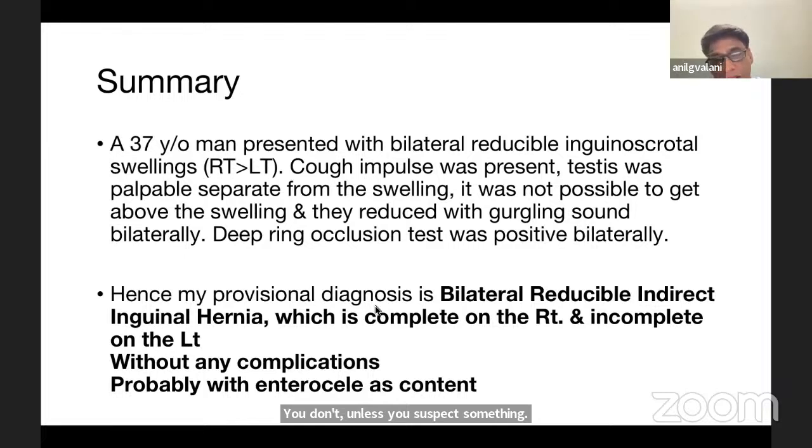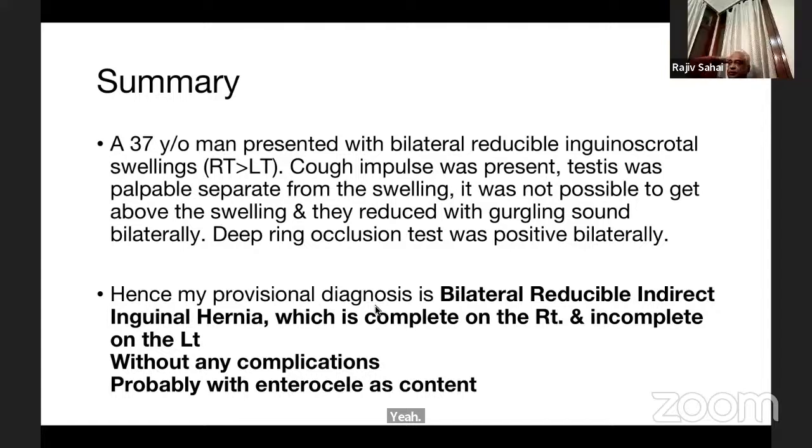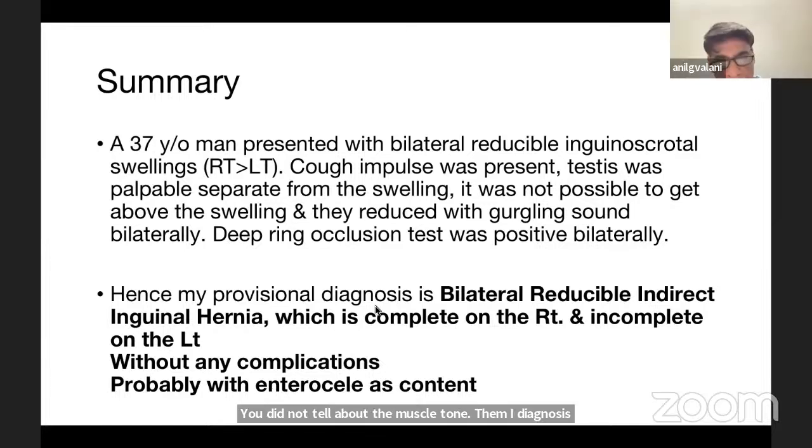Oh, one thing. Oh, straight away. One thing. I'll interrupt you. Sorry, sir. One second. You did not write about the muscle tone in your diagnosis, I was going through it. Muscle tone is what? Muscle tone is normal, sir. So how do you test it? You have not written it.